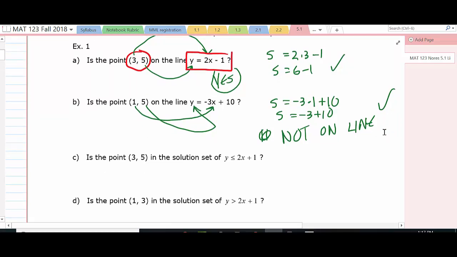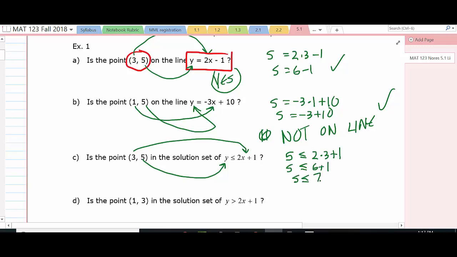Now we're going to do inequalities, because this is what we're going to learn here today: how to graph inequalities like this. So we're going to do the same thing. Just plug 3 in for x, plug 5 in for y. Now you have an inequality, so it's going to be 5 less than or equal to 2 times 3 plus 1. So that's 5 less than or equal to 6 plus 1. So that's 5 less than or equal to 7. Is that true or false? Yeah, that's true. So the answer to this would be yes.